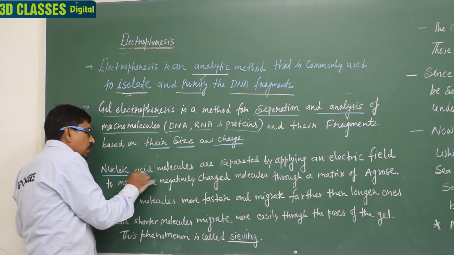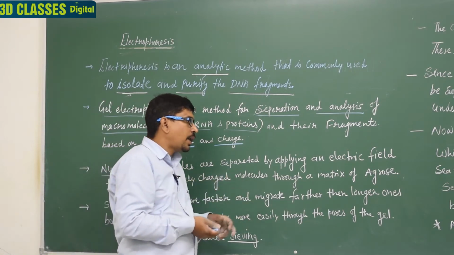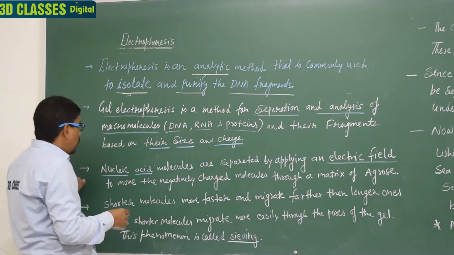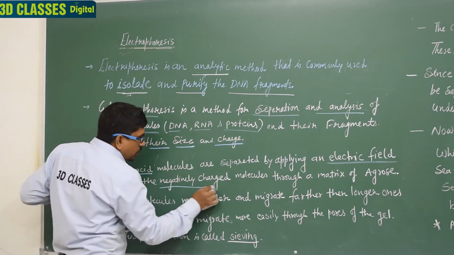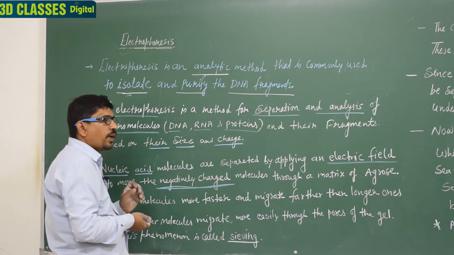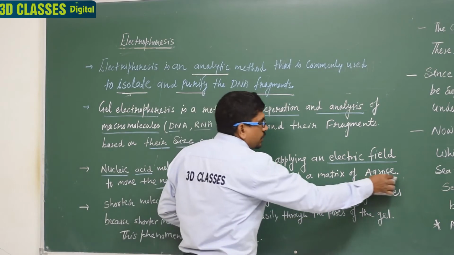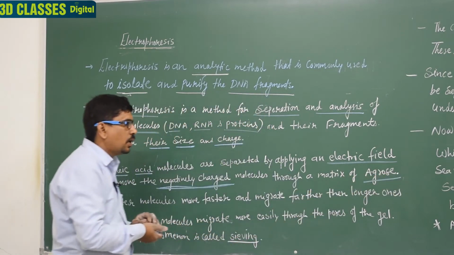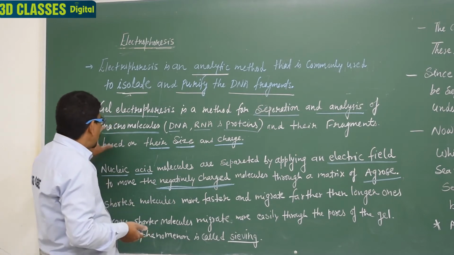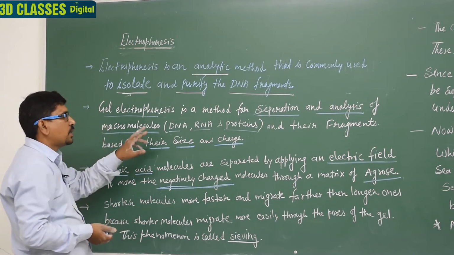Nucleic acid molecules, here nucleic acid means DNA and RNA, are separated by applying an electric field. Electrophoresis means using an electric field to move negatively charged molecules through a matrix of agarose. Agarose is a gel; agarose powder makes the gel. Clear? So first, macromolecules are separated with the help of size and charge.